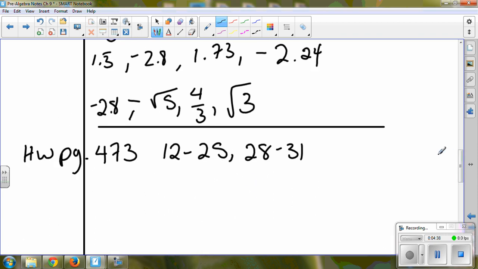So our homework is on page 473, starting with number 12. 3/4, we need to tell whether it is rational or irrational. 3/4 is a fraction, so it is rational.